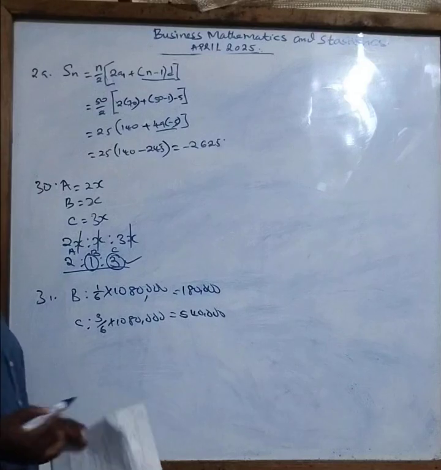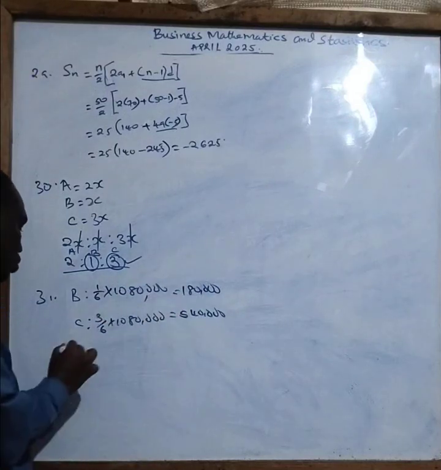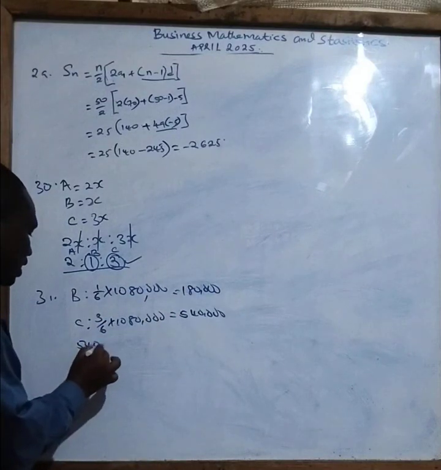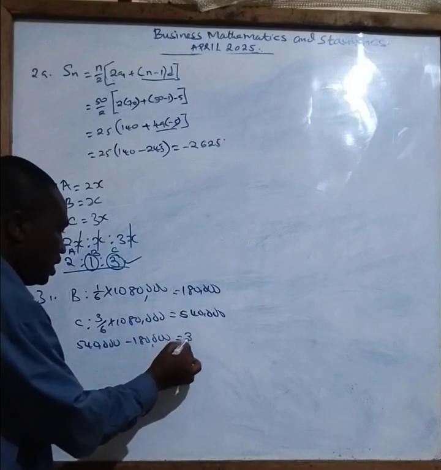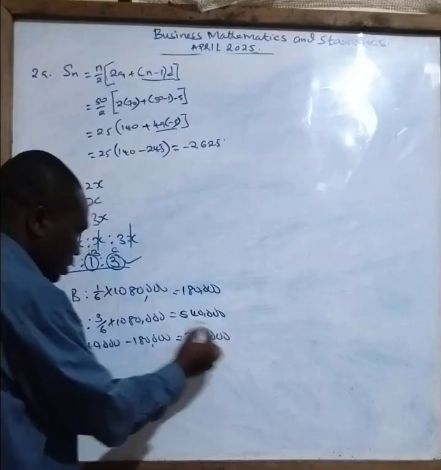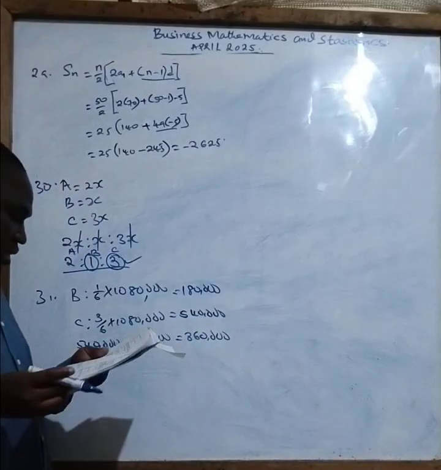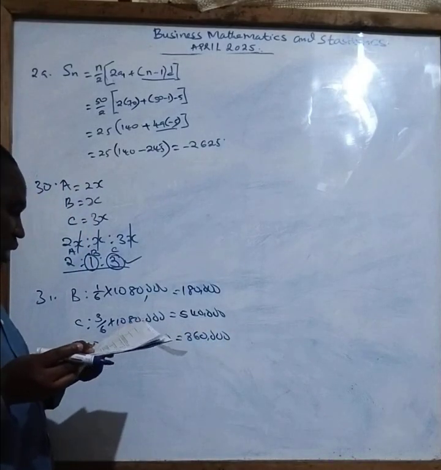Then you have been told the difference, which means you need to subtract these two. So you take 540,000 minus 180,000. Your answer is 360,000 for that case.